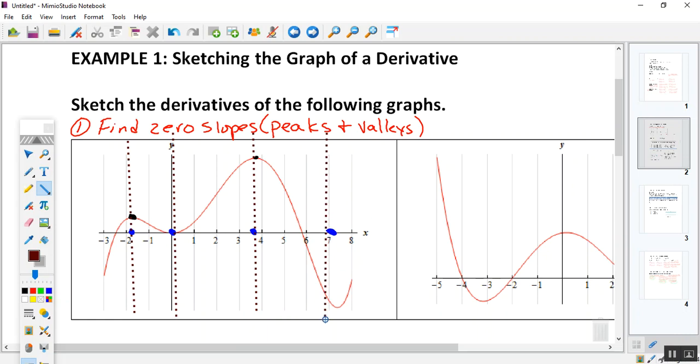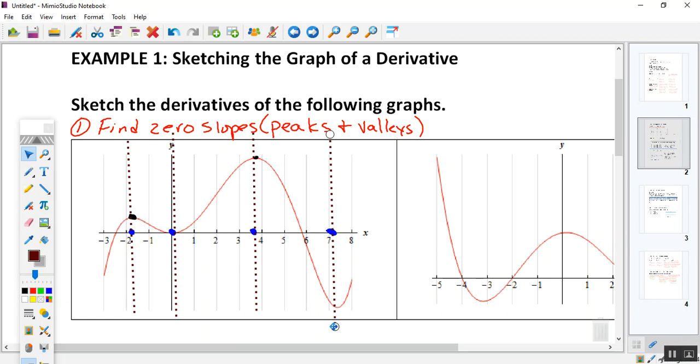Why draw these dotted lines, Parson? Well, I'll tell you why. These help me visualize what's going on. So if I look to the left of this dotted line, I ask myself a question. I know I have a 0 slope right here at this dotted line, but to the left of this dotted line, look at F.